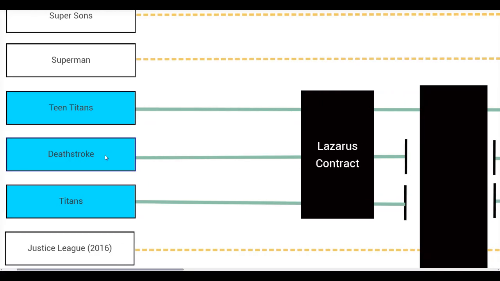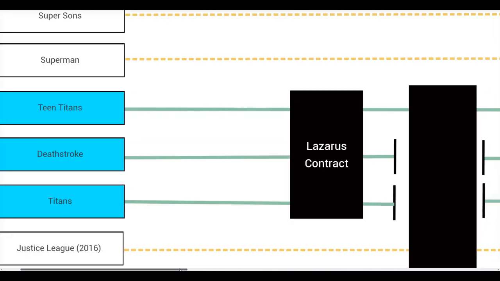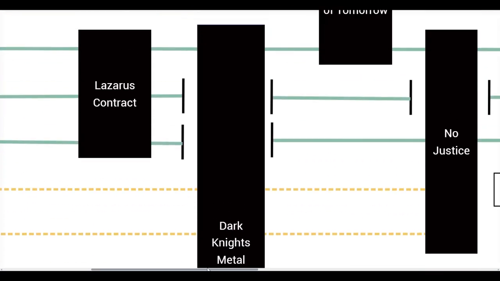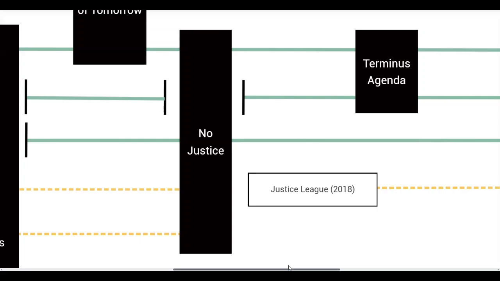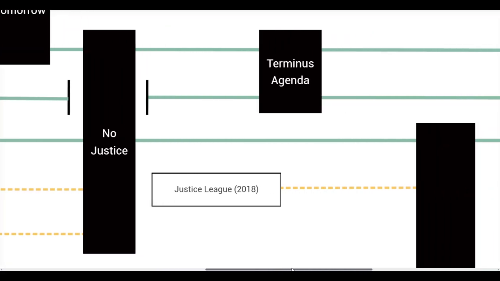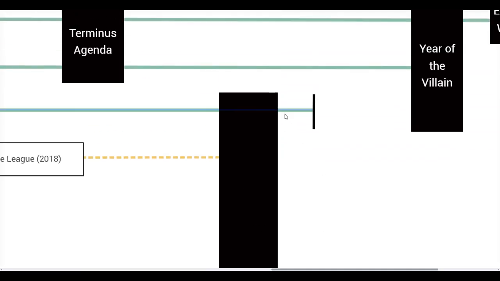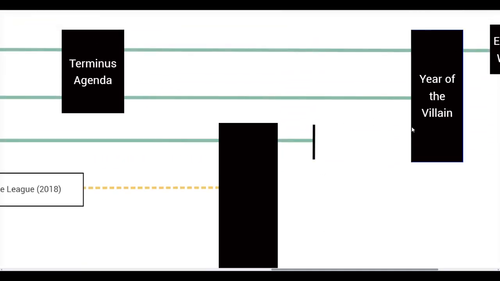So we've covered Teen Titans, we've covered Deathstroke, now we're looking at Titans. In terms of Titans, that series starts, it then goes into the Lazarus contract, as all of them do. It skips Dark Knight's Metal. It then goes into No Justice, sort of, which we'll talk about in a second. It is then unaffected by the Terminus agenda. It does go into Drowned Earth, and it carries on after Drowned Earth, but it stops before Year of the Villain.